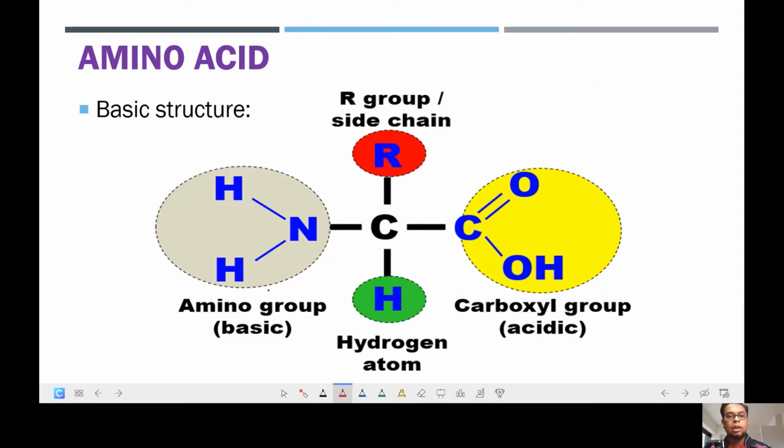This amino group is having a basic property, while the carboxyl group will be having an acidic property. And that is why we call this particular molecule as the amino acid. Apart from the carboxyl group and the amino group, there will be a particular hydrogen atom, and on the opposite side there will be an R group, which is actually referring to a side chain of the amino acid. This particular side chain can be anything. It can be a simple hydrogen atom or something that is more complex.